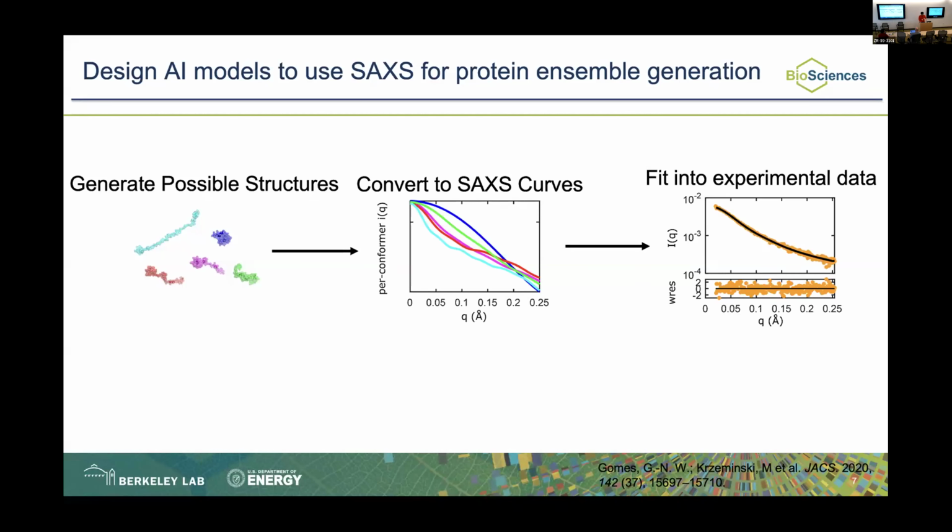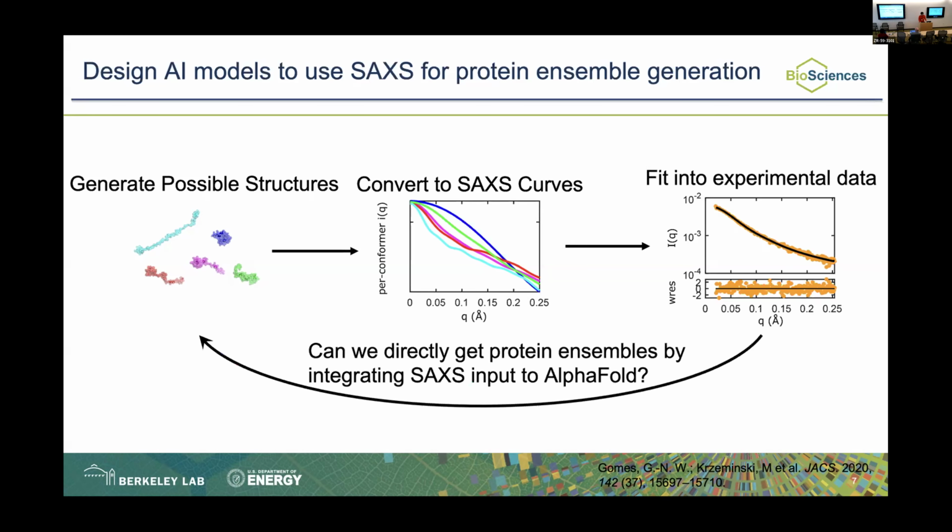The SAXS itself is really important for those flexible protein regions that I showed before that AlphaFold cannot solve. So I'm thinking, can we combine SAXS and AlphaFold so that we can make the data analysis high-throughput and solve the problem AlphaFold cannot solve? So that's what we're going to do. We directly get the protein ensemble by integrating this SAXS input, this experimental data, into AlphaFold to generate possible structures. In this case, we combine two methods to generate a quicker method that's maybe better.